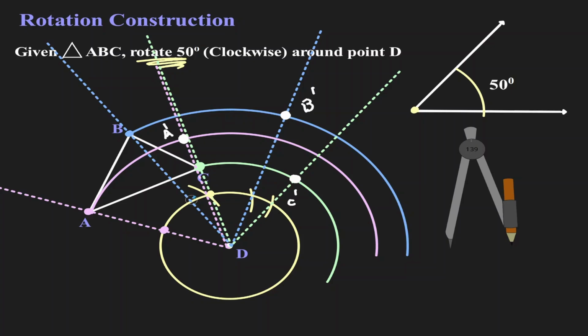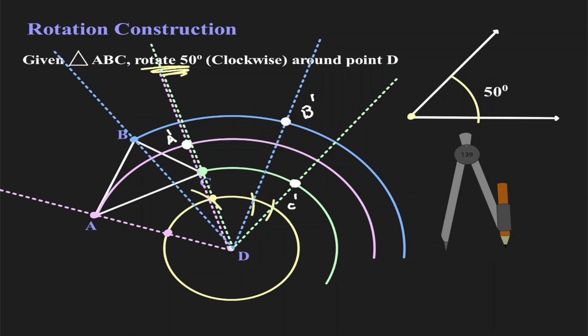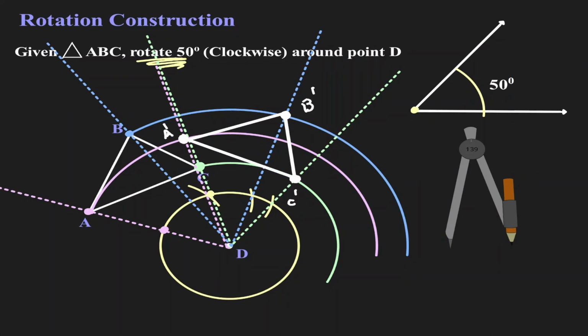Let's understand what we have done here. This yellow arc is the 50 degrees that we have from our angle of reference. The bottom part of my angle is this line that we have just found. The upper part of my angle is the line that we started with. All that we have done is construct a congruent angle of 50 degrees. So now let's just connect our image. So this red triangle, A prime, B prime, C prime, can be seen as the image where triangle ABC got rotated 50 degrees around point D in a clockwise direction.